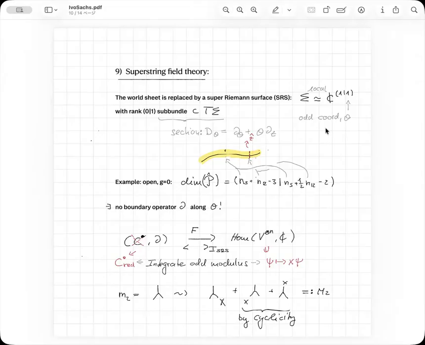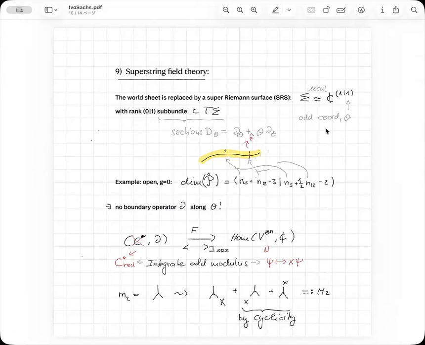A super Riemann surface is a superspace, with two types of coordinates, with this extra condition that there is a global section that is nowhere integrable, that is maximally non-integrable, so it never squares into itself. So that's the setting.